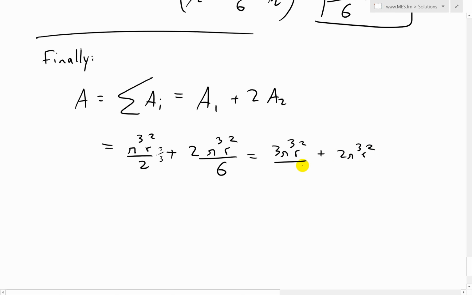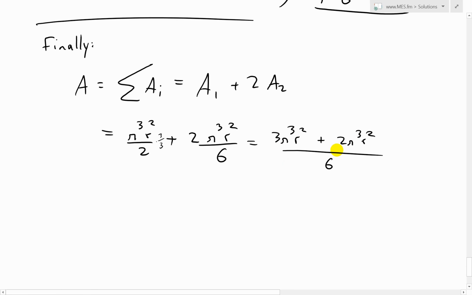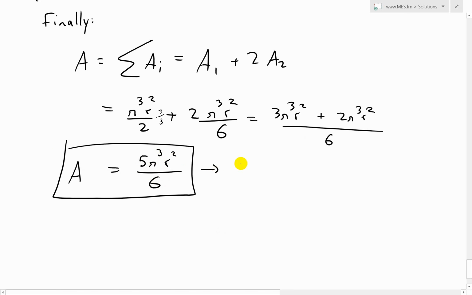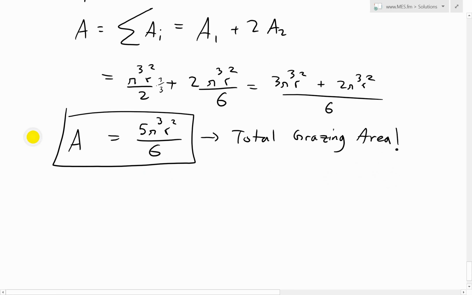These have the same denominator, so we can just add those up. So the area equals 5 pi cubed r squared over 6, like that. And there's our area. This is our total grazing area for the cow, and it took all that work to finally get this nice neat little equation for it. So all we need is the radius, and then we get the total grazing area.